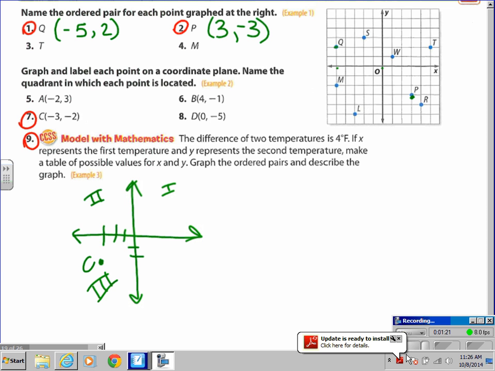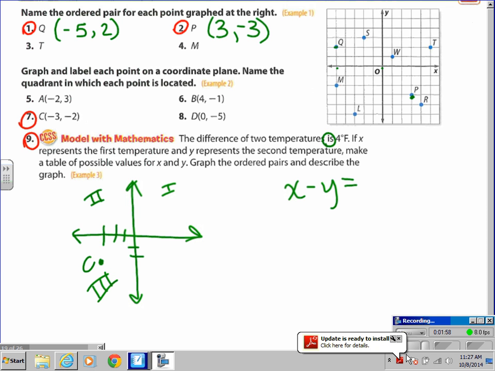Then we have number 9, the difference. What does difference mean? Subtract. So the difference of 2 temperatures is 4. If X represents the first temperature, why is that important to know? X is going to be the biggest number. Not first number? Yeah, it has to be the first because subtraction doesn't commute. You can't switch the order around. So it's important to know that. So it's going to be X minus Y, and this is going to equal, is means equals what?